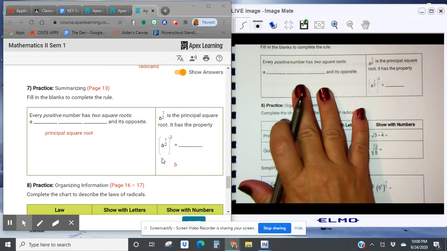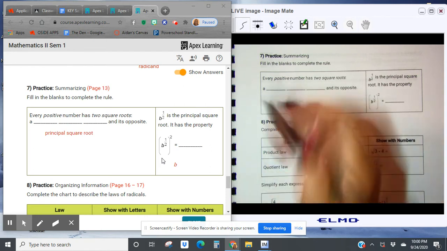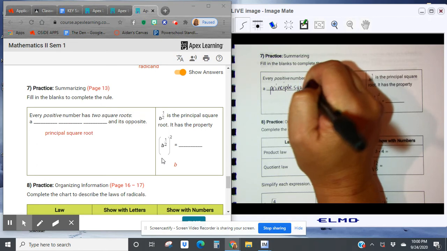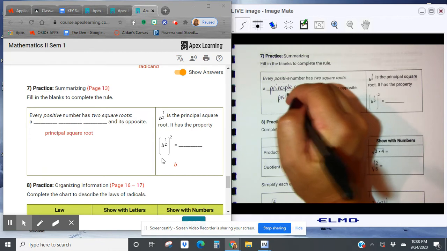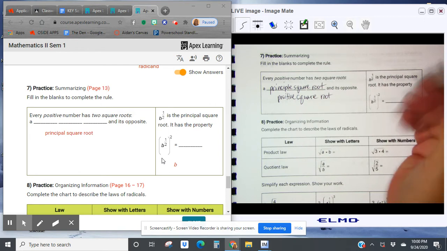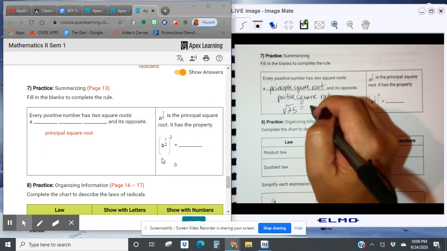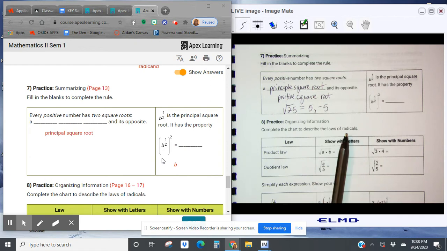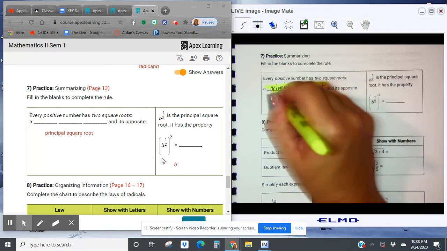Fill in the blanks to complete the rule. Every positive number has 2 square roots, a principal square root, and its opposite. We also call that the positive square root. So for example, I might say that the square root of 25 has 2 possibilities. It has +5 and -5. +5 would be my principal square root, and -5 is its opposite.